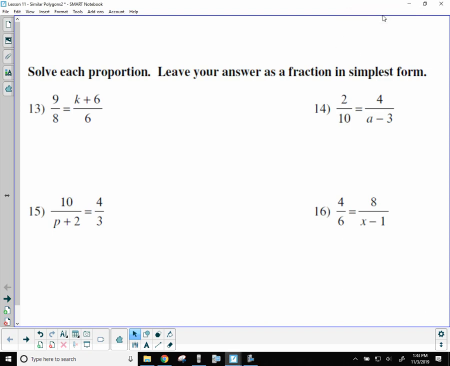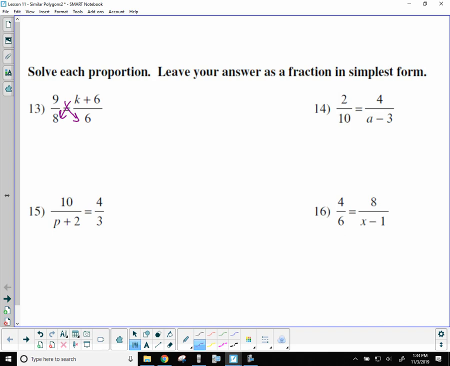Alright, hey guys, time for lesson 11. We're going to talk about similar polygons, but we need to learn how to solve proportions. This is just cross multiplication.